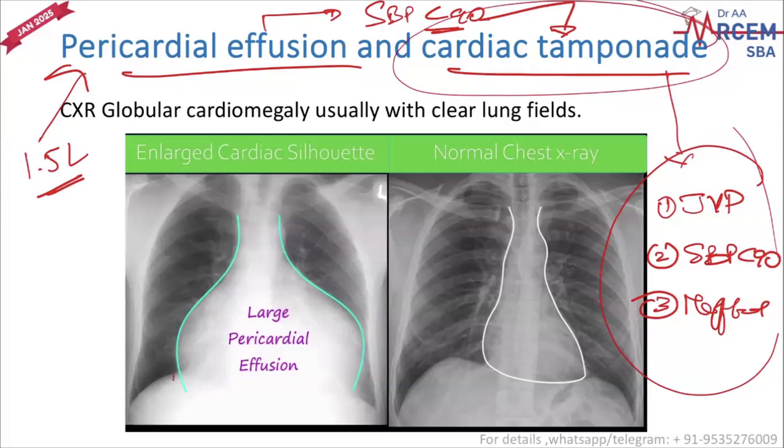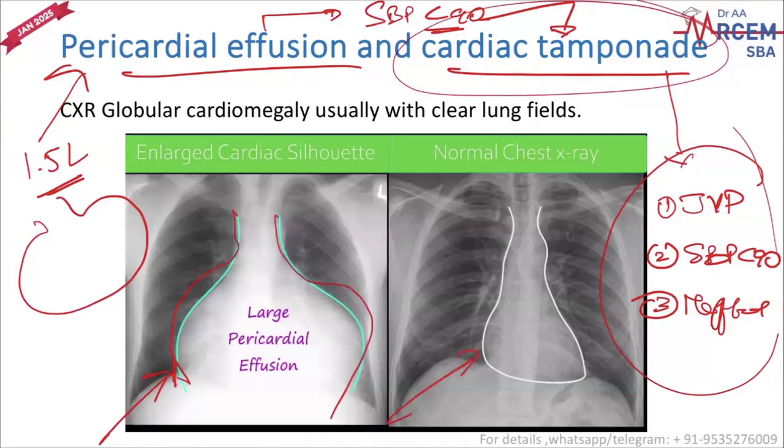On an X-ray, if you get it done, a large pericardial effusion appears like a globular heart like this. A typical heart will appear in this manner. At the same point of time, it is enlarged. It is more than 50% of the chest-to-chest diameter, what we have learned in our first class.